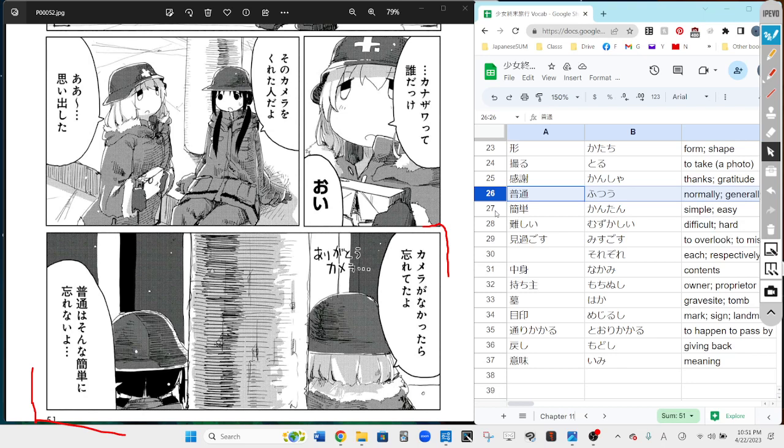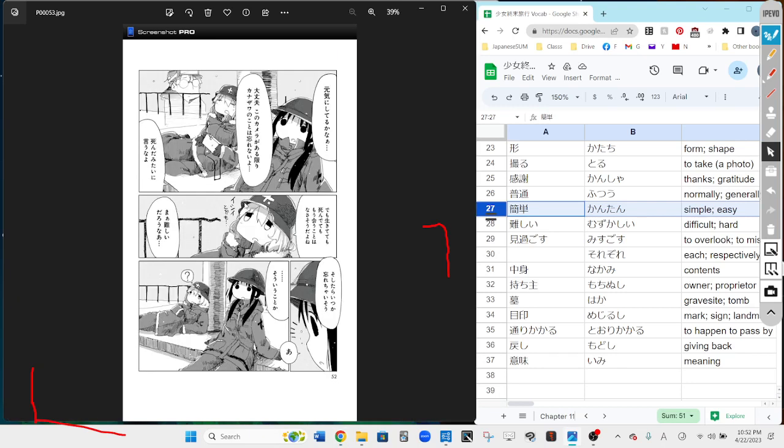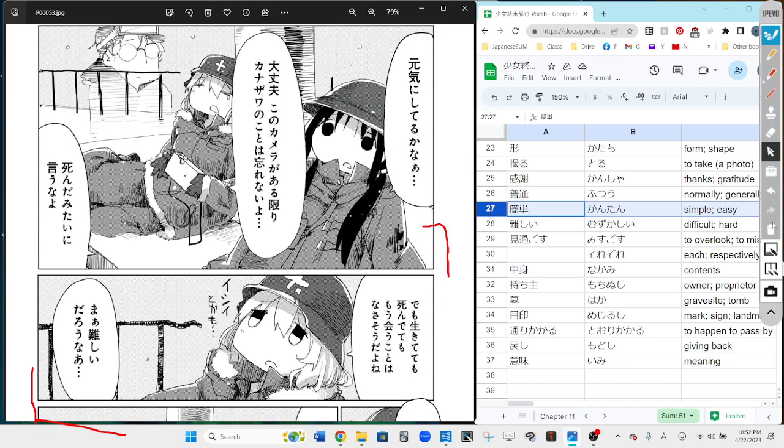Then the next bit goes, 普通はそんな簡単に忘れないよ. Normally, you'd easily forget. Yeah, that easily. Normally, you wouldn't forget that easily. You just saw him like a month ago. Normally, you wouldn't. Just a manga ago. Genki ni shiteru kana? I wonder if he's doing well.